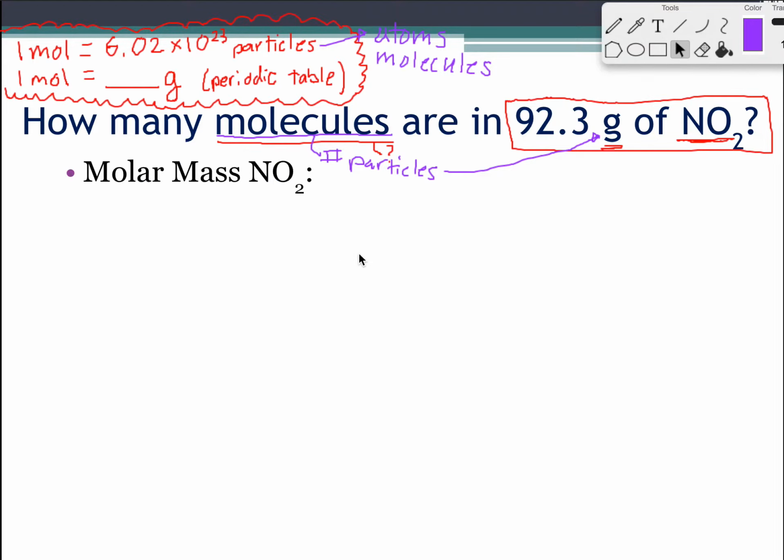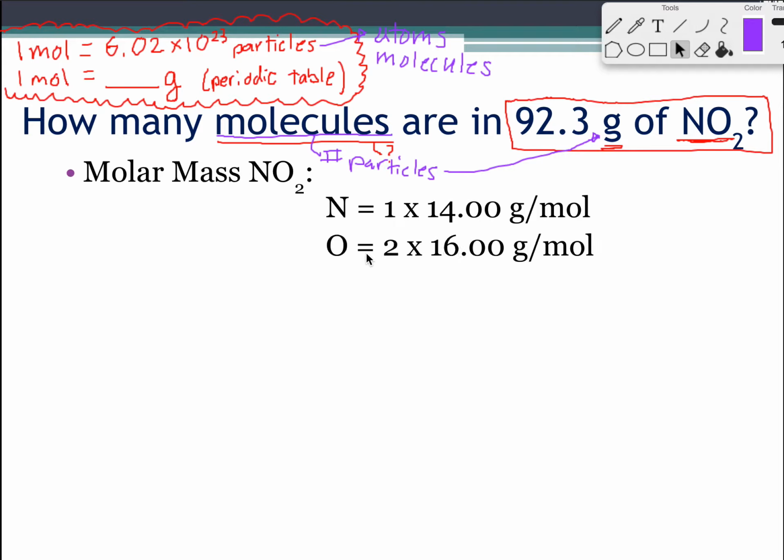First of all, we need to figure out what the molar mass of NO2 is. Remember that the molar mass is all of those different elements' molar masses added together. So let's start with nitrogen. We look it up on the periodic table and see that it has a molar mass of 14, and we multiply that by 1 because we only have 1 nitrogen. Oxygen, if we look it up, has a molar mass of 16, but we have 2 oxygens, so we multiply that by 2. When we add this up, we get 46 grams per mole. That is the molar mass of NO2.